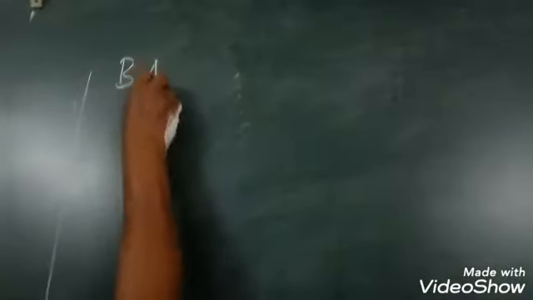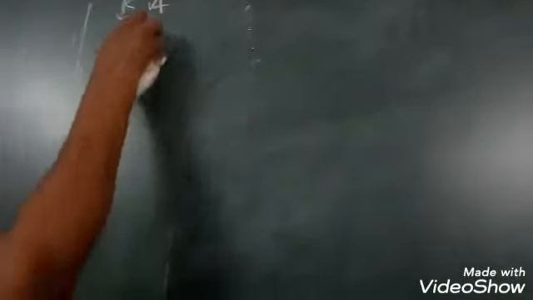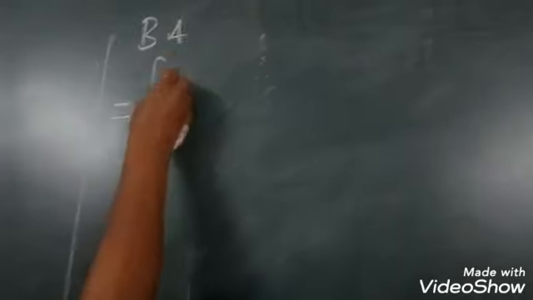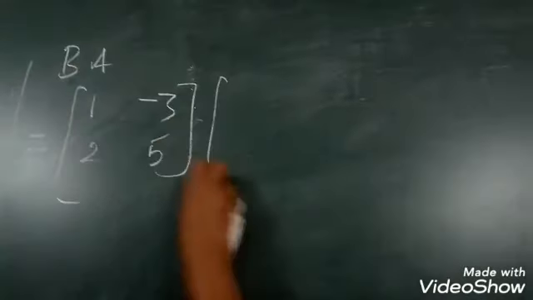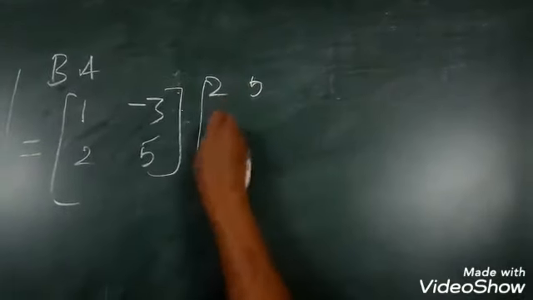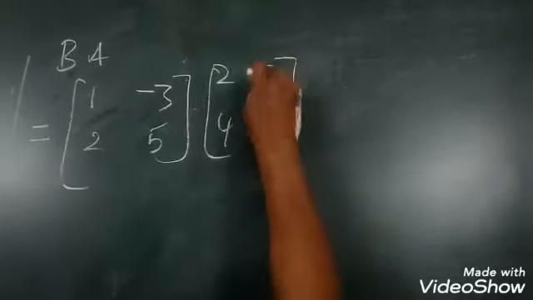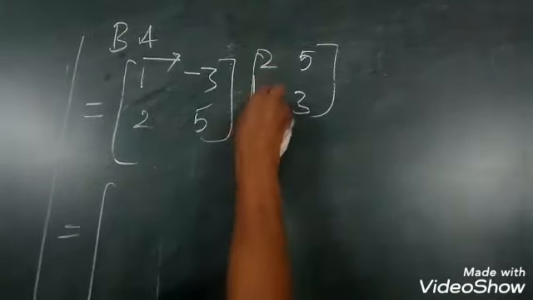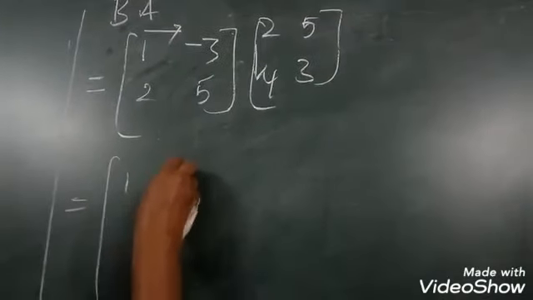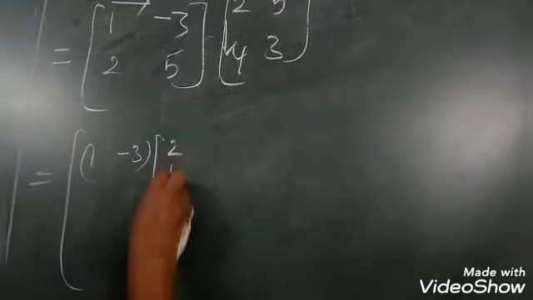In the same way we want to find out BA. Whether both are equal or not, we have to check. B matrix: what is the B matrix first? First we want to write the B matrix: 1 minus 3, 2, 5. Okay. Then A matrix: 2, 5, 4, 3. Now the same like L division. The first row, first column. So 1 minus 3. Then here the first column is 2, 4.